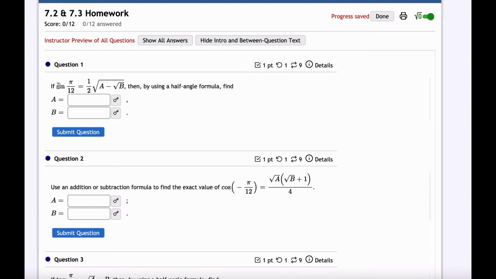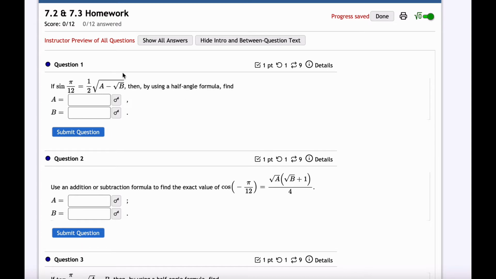The first one is asking for the sine of pi over 12, but, and be careful here, it wants you to use a half angle formula to find that. And why that's important is because you can find this value using angle addition or subtraction or half angle formulas. But if you use angle addition and subtraction, you'll end up with something that does not look like this, and the algebra involved in changing it to something that looks like this will be very difficult. So make sure you use the type of formula that they recommend you use.